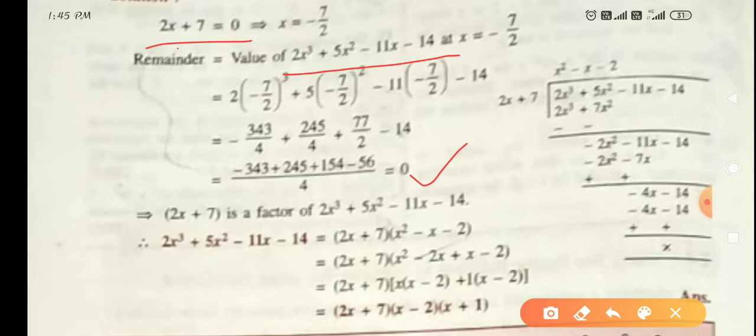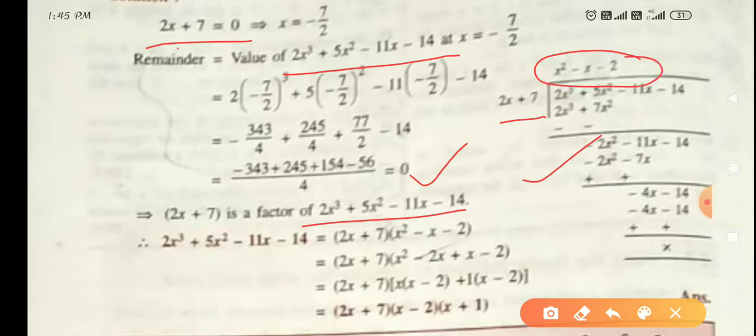Now come to the second part. It is a new thing for you. How can we factorize this given polynomial? To factorize it, you divide this polynomial by this factor, that is, by this divisor. You have proved the divisor is a factor, so you can divide by this factor. You can see this long division, which you have studied in classes 7, 8, and 9. By long division, your answer is coming x square minus x minus 2.